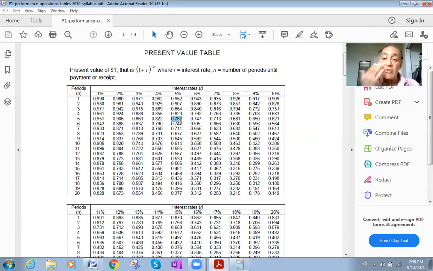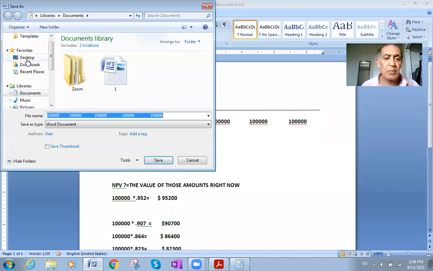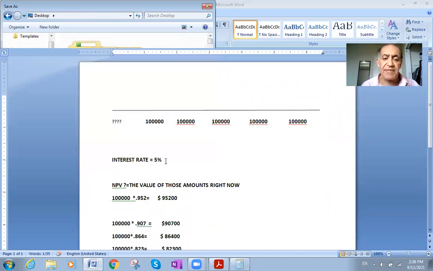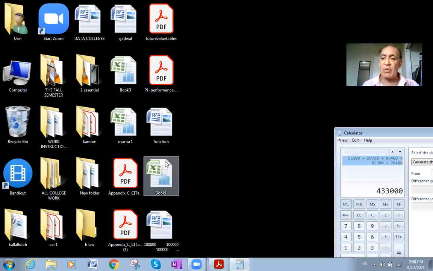Now, if the amounts were not the same, if the cash flow coming to your company was not the same, what will you do then? What is the situation, what is the problem, and how will we solve this issue? Let us see this example now using different amounts. If the cash inflow is not the same, what will I do then?